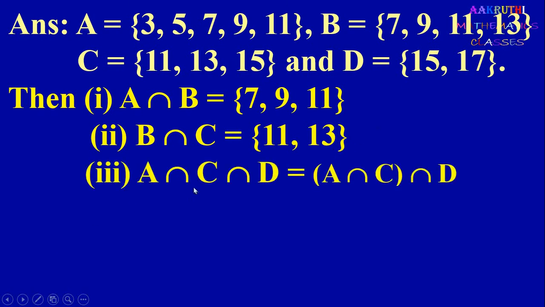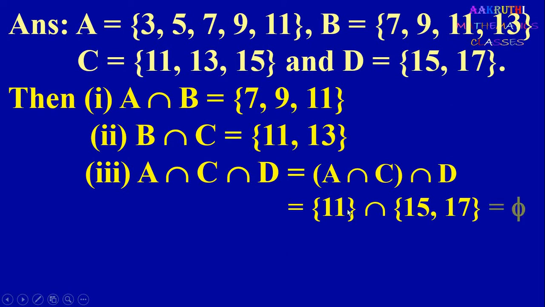So next question, it is A intersection C intersection D. First we find common element in A and C. Common element in A and C is 11. Intersection 15 and 17, that is D. Now common element in these two sets. There is no common element, so we write empty set. So therefore this is empty set.